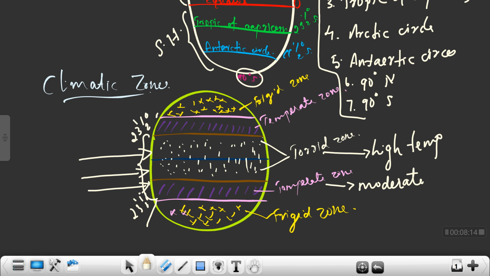And the last zone is between 90 degrees south and 66.5 degrees south, and 90 degrees north and 66.5 degrees north. That portion is known as the frigid zone. It is a very cold region. These are the three zones related to different latitudes. The whole earth is divided into different climatic zones: torrid zone, temperate zone, frigid zone.